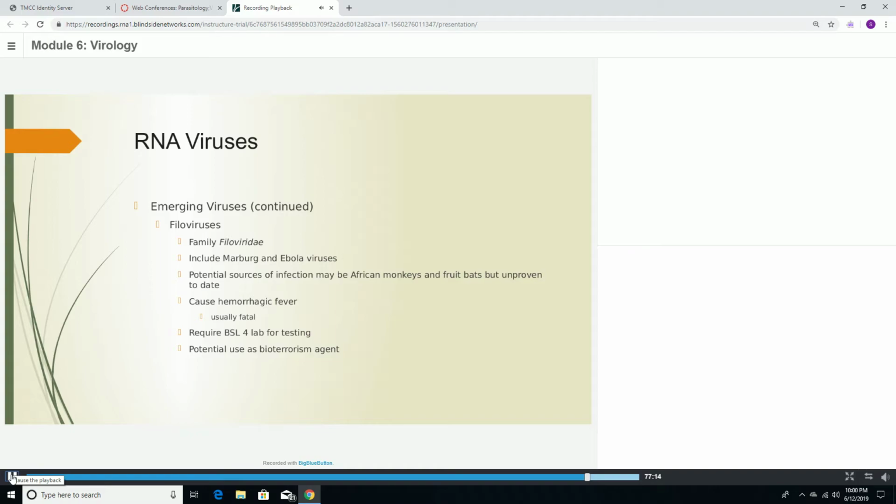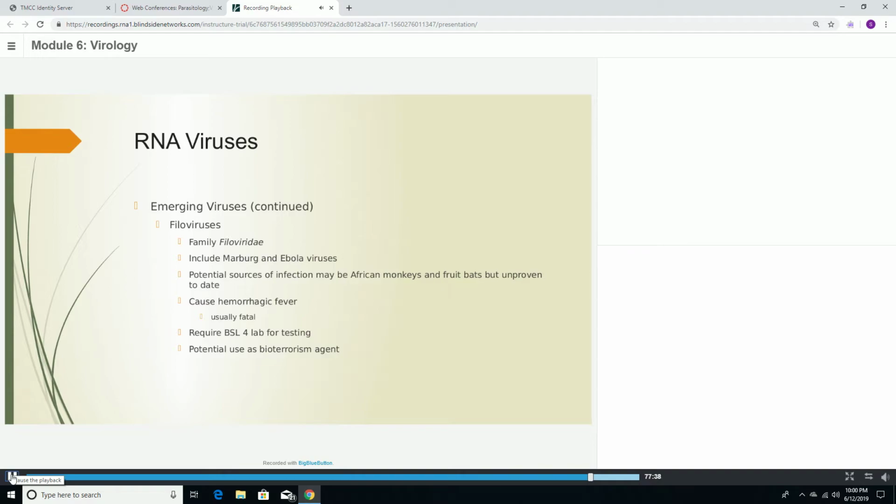Filoviruses are under the family Filoviridae and include Marburg and Ebola viruses. So the family Filoviridae is where our Ebola virus comes from, the one that we heard about really recently, within the last couple of years. Potential sources of infection may be African monkeys and fruit bats, but it's unproven to date. It causes hemorrhagic fever and it's usually fatal.